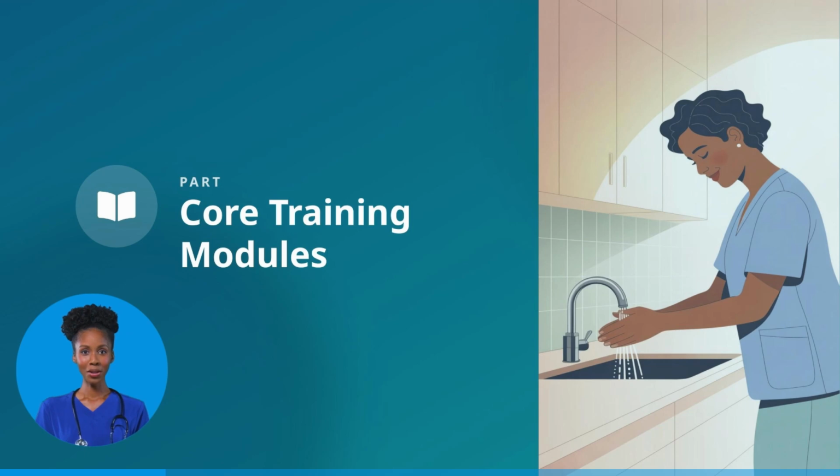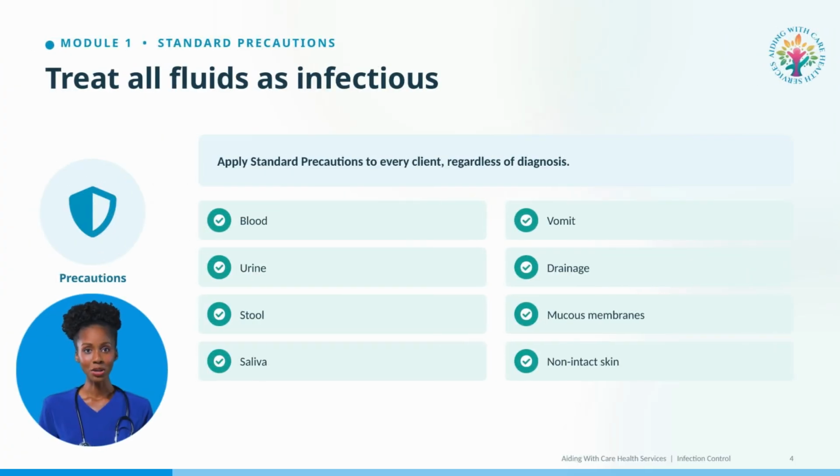Welcome to the core training modules. Apply standard precautions universally, treating all bodily fluids as potentially infectious. This includes blood, urine, stool, saliva, vomit, drainage, mucous membranes, and non-intact skin. These measures ensure safety and prevent the spread of infections.